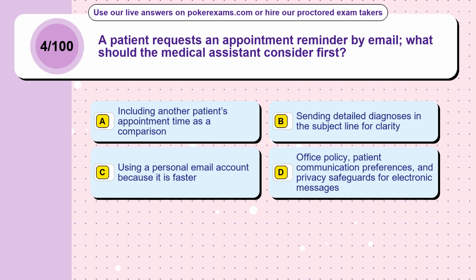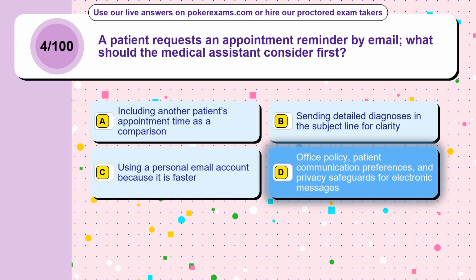Question 4. A patient requests an appointment reminder by email. What should the medical assistant consider first? Option A. Including another patient's appointment time as a comparison. Option B. Sending detailed diagnoses in the subject line for clarity. Option C. Using a personal email account because it is faster. Option D. Office policy, patient communication preferences, and privacy safeguards for electronic messages.